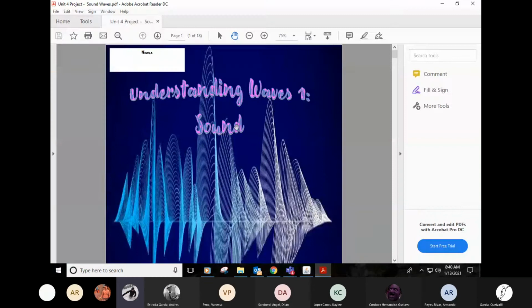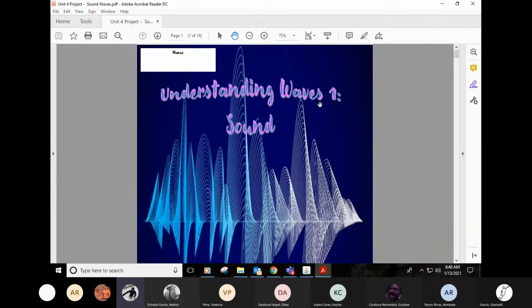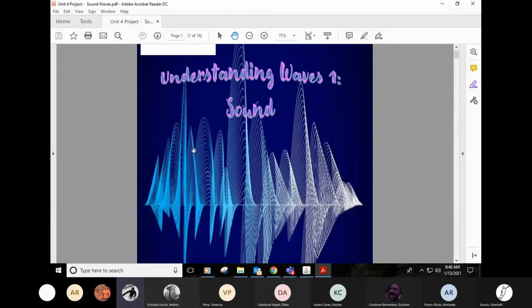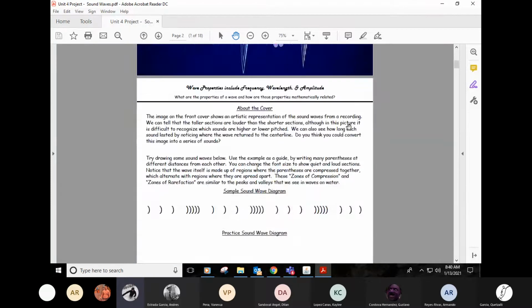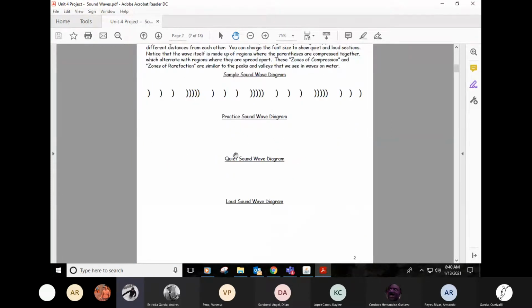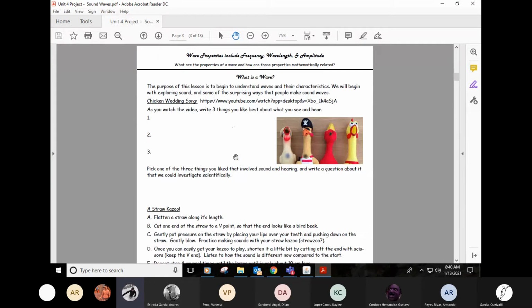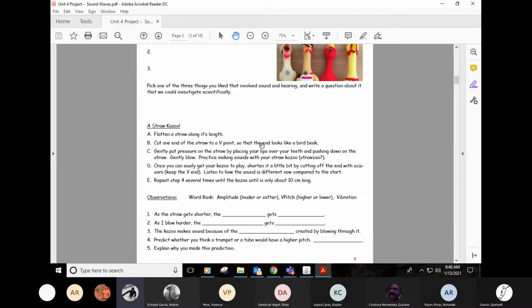Okay, so we have this project on sound, and just so that we're all on the same page and you know what you should have done, I want to go over it a little bit. So we started with this nice image showing what sound waves look like. Then we drew some of our own sound waves on the next page. We watched the chicken song where these guys played these rubber chickens as if they were musical instruments. And then you probably laughed at me playing this straw kazoo.